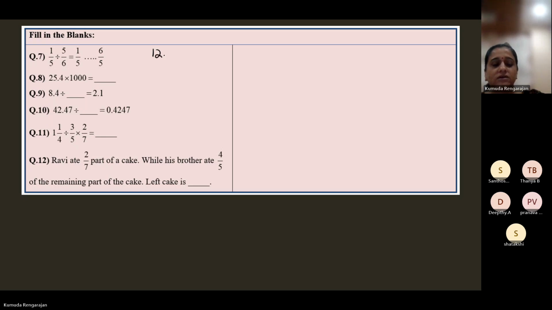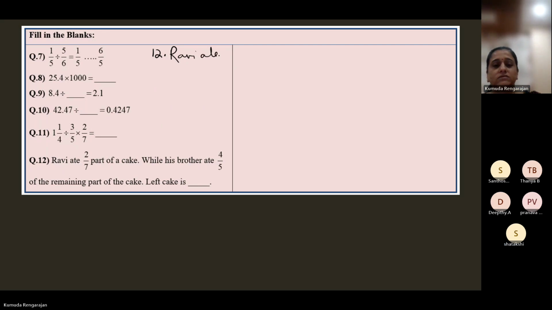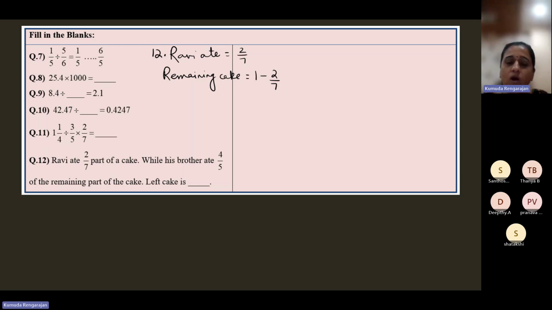So see the steps. Now how much did Ravi eat? Ravi's portion is 2/7. After Ravi eats 2/7, what is remaining? From 1 minus 2/7. If 2/7 of the class have not done the homework, then what portion of the class has done the homework? 1 minus 2/7. See, when we work with fractions, the total is 1.